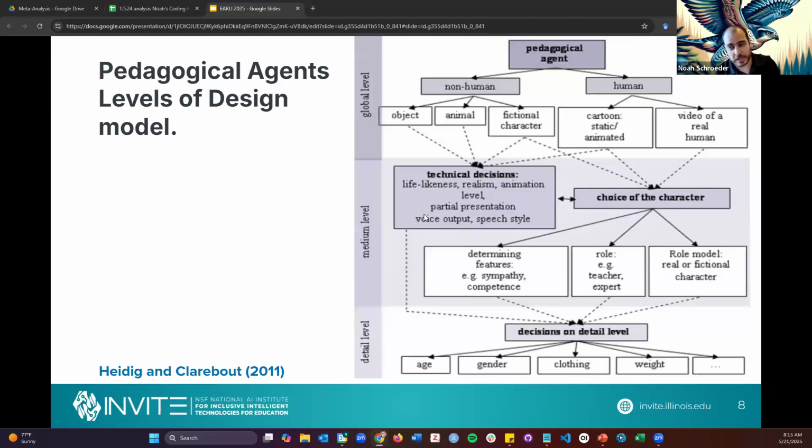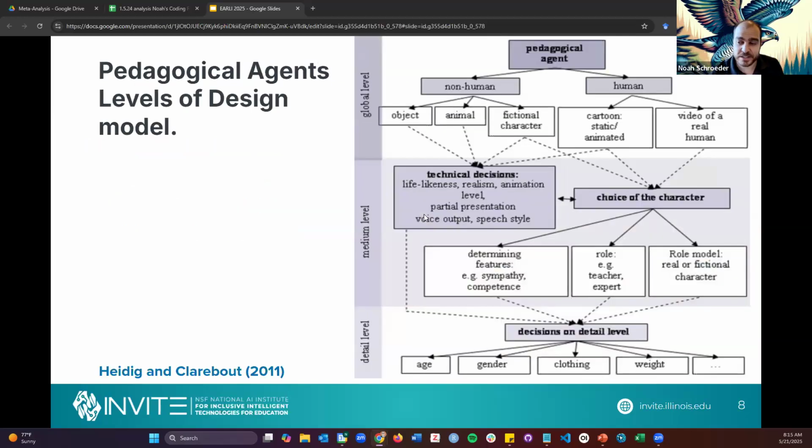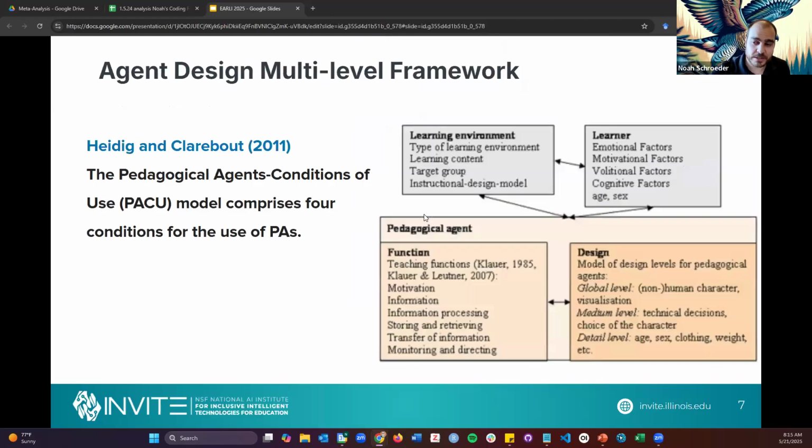So when I start talking about the reviews here in a moment, I'm not going to go into each individual thing that we coded for every single study, because that would take me forever. Instead, I just want you to be thinking about this general framework, thinking about functions of the agent, the design of the agent in detail, such as the high level, the medium level, and the low level, and also aspects of the learner and aspects of the learning environment, because we coded for all of those things. In total, I think we had something like 30 or 40 different things that we ended up coding for so that we could understand really the landscape of how people were designing agents.